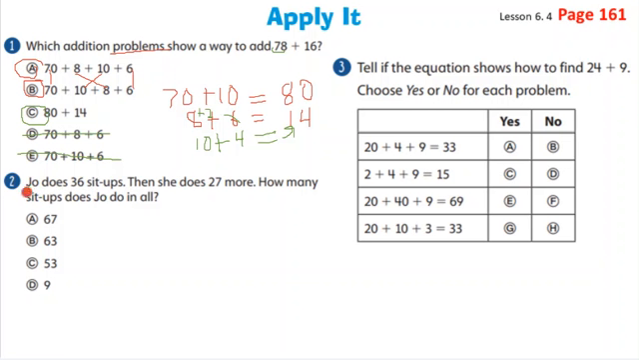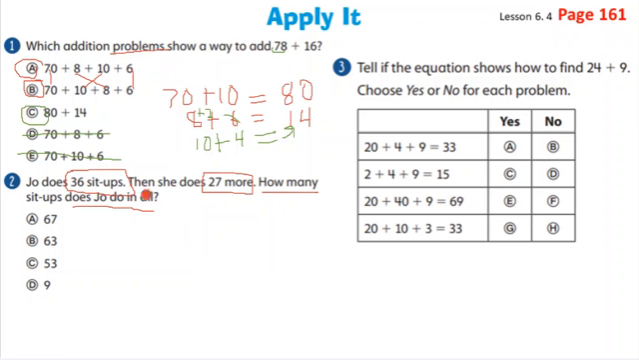Joe does 36 sit-ups. Then she does 27 more. How many sit-ups does Joe do in all? Let's go back through. She does 36 sit-ups. Then she does 27 more. How many does Joe do in all? Pause the video, and I want you to figure that out.